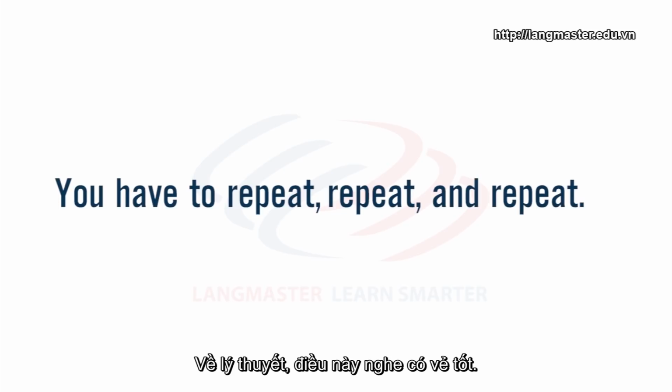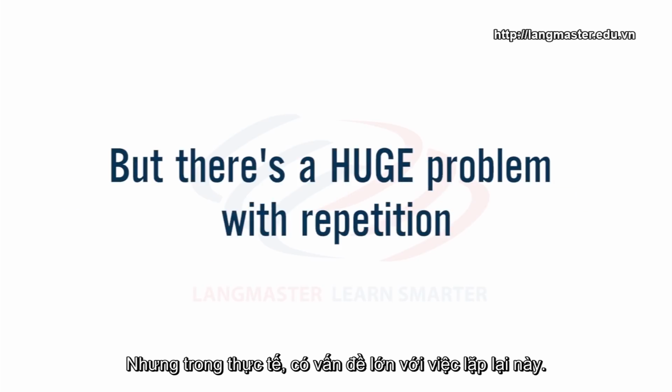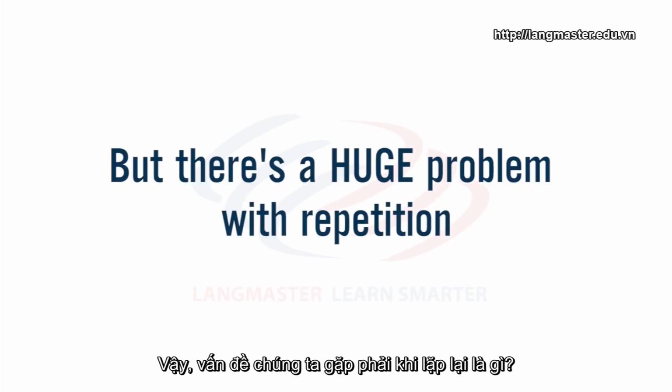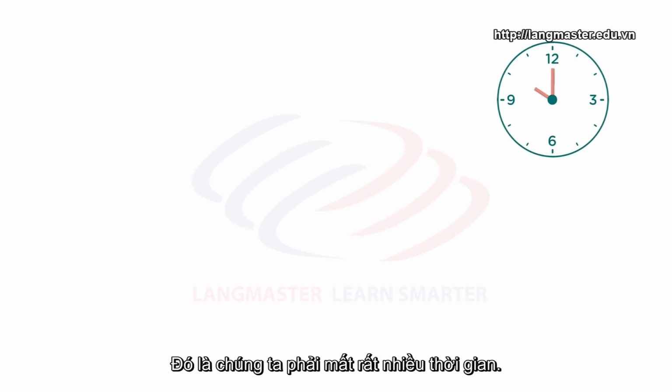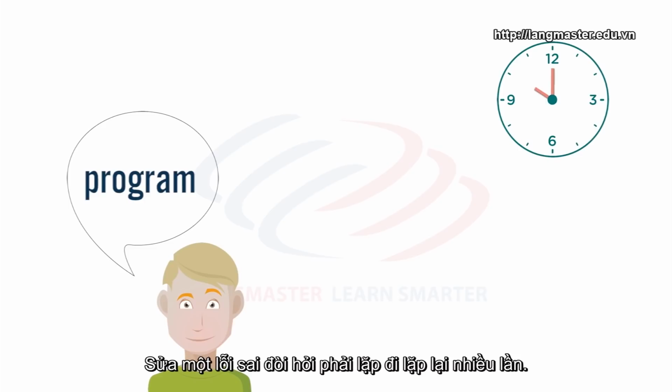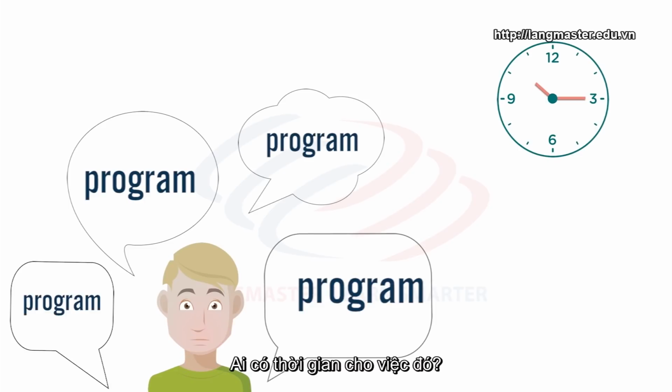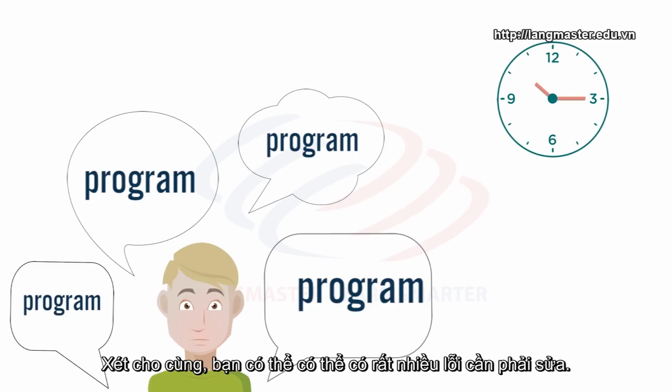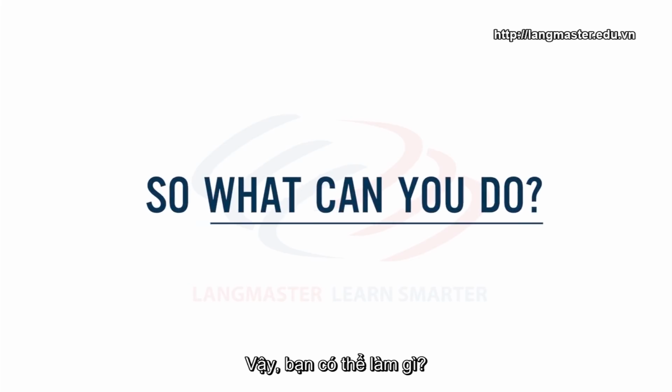This sounds good in theory, but in practice, there's a huge problem with repetition. So what is the problem with repetition? Well, it takes a tremendous amount of time. Fixing just one mistake requires a lot of repetition. Who has time for that? After all, you probably have a lot of mistakes to eliminate. So what can you do?